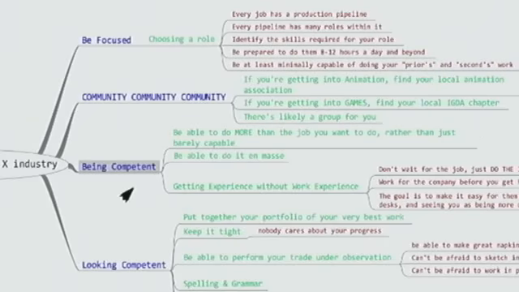To me, being competent means being able to do more than the job that I want to do, rather than just being barely capable of doing that job. Take for instance, why do I draw engine blocks? Why do I draw tinfoil? Why do I draw still lifes with tons of detail down to the tiniest little bit? Why do I do that?